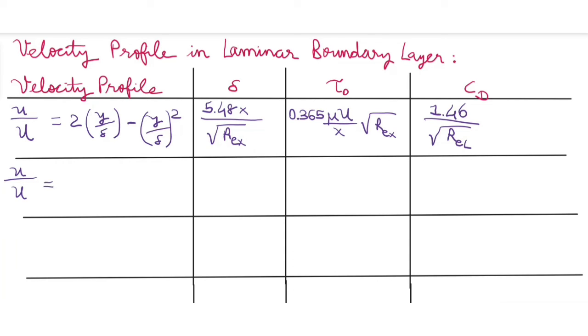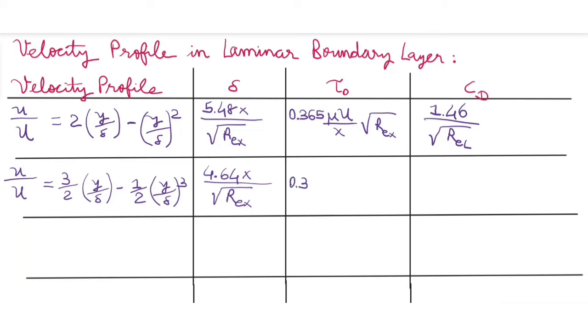Then we have another velocity profile, which is u by U is equal to 3 by 2 y by delta minus 1 by 2 y by delta whole cube, as per which delta is 4.64x upon root Rex. Then tau naught is 0.323 mu U by x into root Rex, and CD is 1.292 upon root REL.